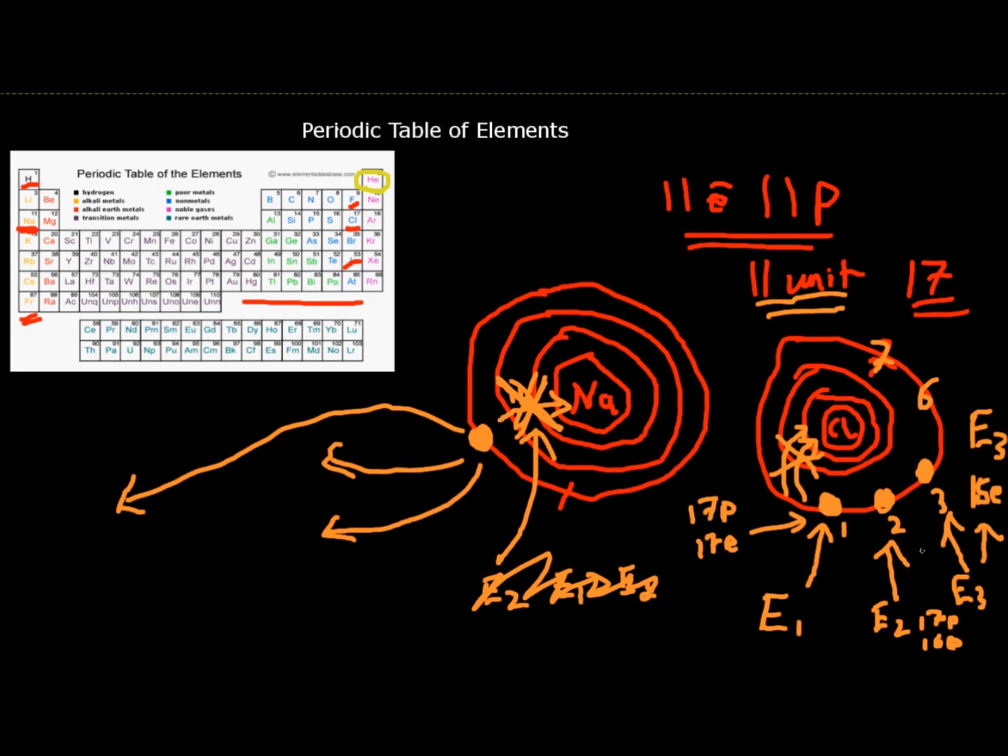So from this, you can conclude that if E1 is the first ionization potential, E2 is the second, and E3 is the third, then E1 is less than E2 is less than E3.